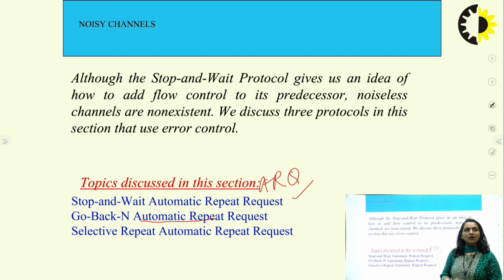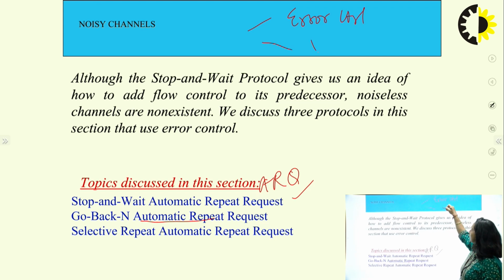That is in a noisy channel, in which the data will be lost, the acknowledgement will be lost, the data will also be corrupted, everything will be there in this channel. So we have to provide error control and flow control also. In this channel we have to make error control, because we are sending data into a noisy channel, so the data will be corrupted.